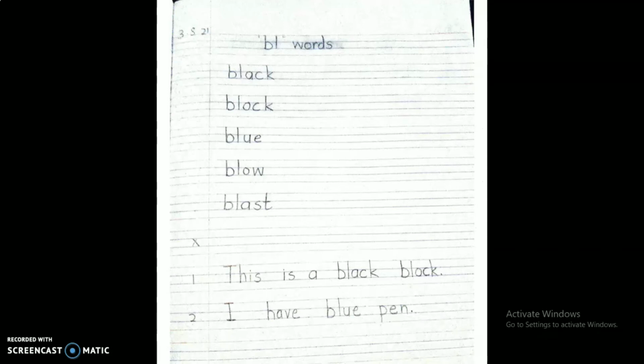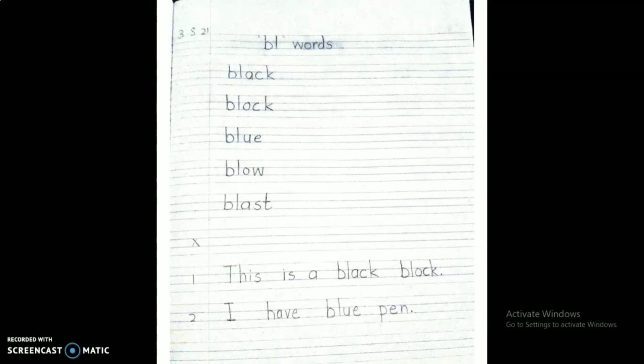Here we will learn bl words. Again this is blending. You can see the letters B and L. Together we will call it bl. So bl-ack black, bl-ock block, blue, blow and blast. One more time we will read: black, block, blue, blow and blast.